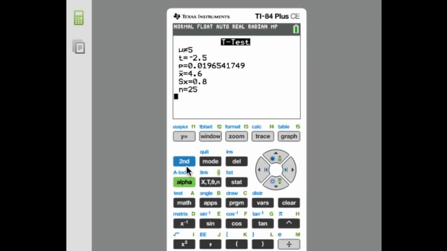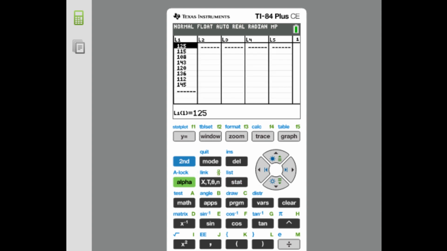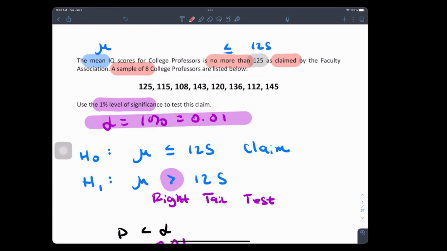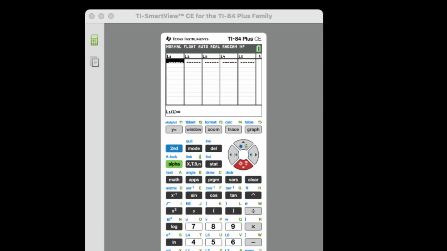Okay, do you guys remember? You're going to have to go to Stat, Edit. Oh, I'm going to have to go up here and clear out my list. Let's clear that out, okay? Now let's enter all the data. You say, what data? Right here. This is all data they gave you. They gave you 8 data values. So they're going to make you enter this in a list. No big deal. So what's the first data value?